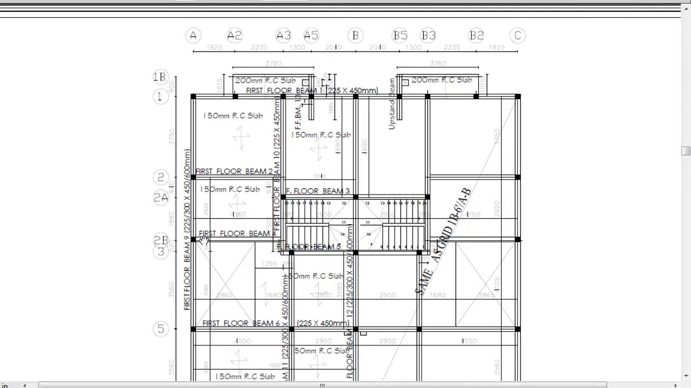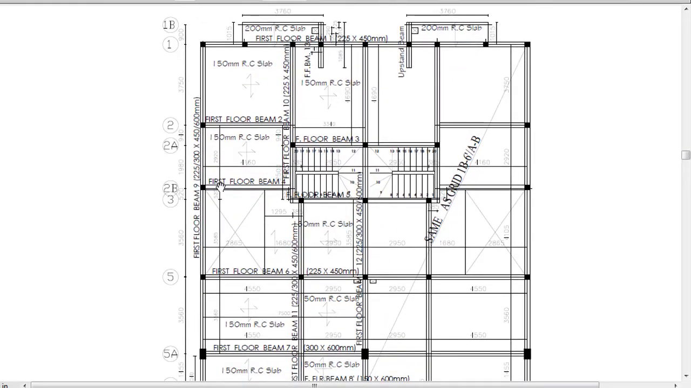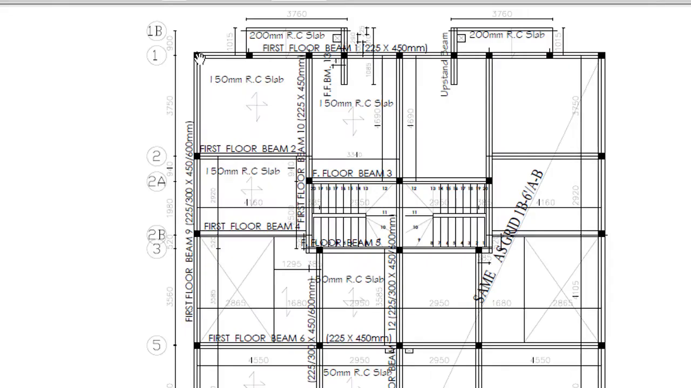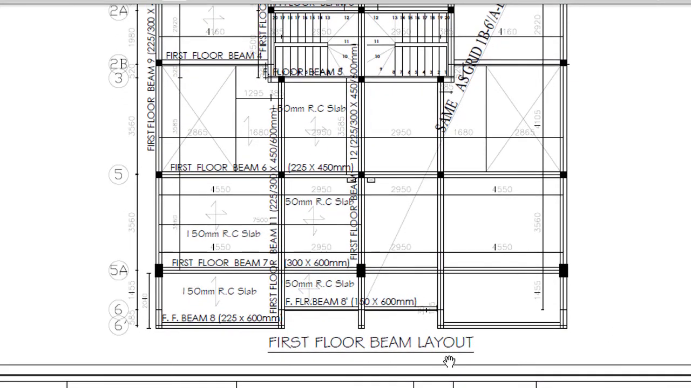If you want to check the detail of beam 9, you know this beam has 2 sections. One is 225 by 450, the other is 300 by 600. It means this beam probably will be coming from this point as 225 by 450. Then at a particular point it will now become 300 by 600. But at what point will it now become 300 by 600? You can't know from the beam layout. You understand? You can never know from the beam layout unless you check the beam details. So let's go and check the beam details and know where the non-prismatic beam will change dimension from 225 by 450 to 300 by 600.